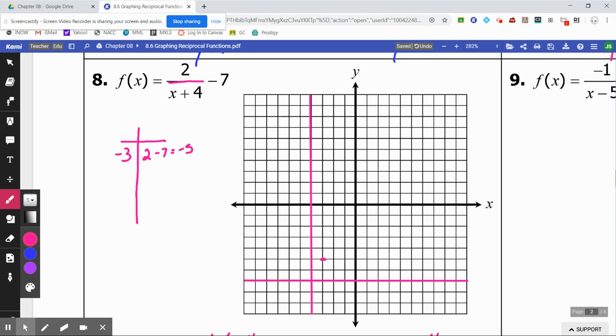And then plug something else in like a negative 5. And notice what that does. That puts a negative 1 on the bottom. So 2 divided by negative 1 is a negative 2 minus 7, which is a negative 9. So when I plug in negative 5, I get a negative 9, which is here. Then from there on out, we will again just follow our asymptote lines because they are guides showing us where our graph is going to go. And you have a picture of your graph. There you go.